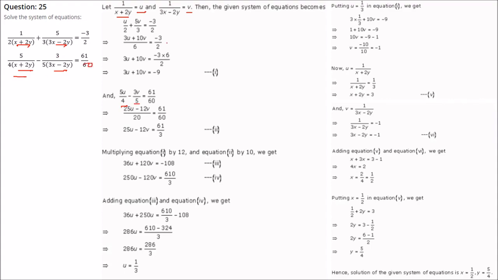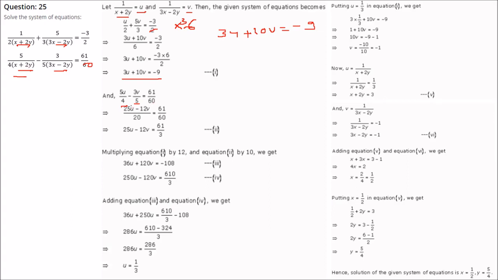So this is our first equation. Now what you can do here is multiply the whole equation by 6. What do we get? u by 2 into 6 is 2 3s are 6, so you get 3u. 5 by 3 into 6, 3 2s are 6, 5 2s are 10, 10v. Now minus 3 by 2 into 6, 2 3s are 6, 3 3s are 9, so you get minus 9. So this is your first equation. The second equation is this one.